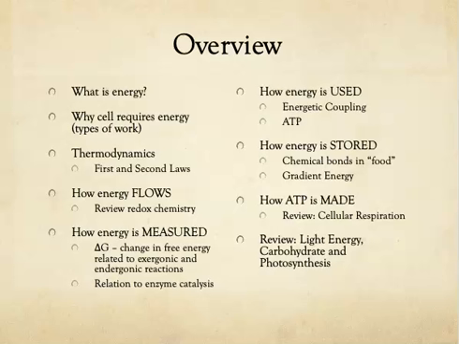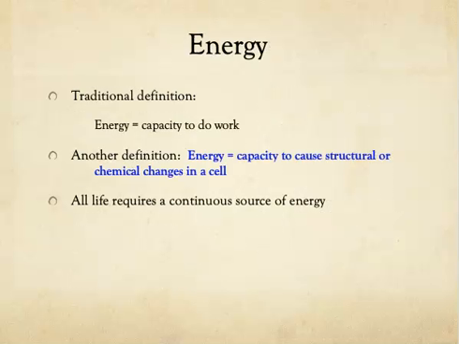Next, we're going to talk about how energy flows in a cell, and that will include a review of oxidation-reduction chemistry. We'll talk about how energy is measured, how it is used, how it is stored, and finally, we will have a brief review of cellular respiration and photosynthesis as we discuss how ATP is made. Let's begin with a definition.